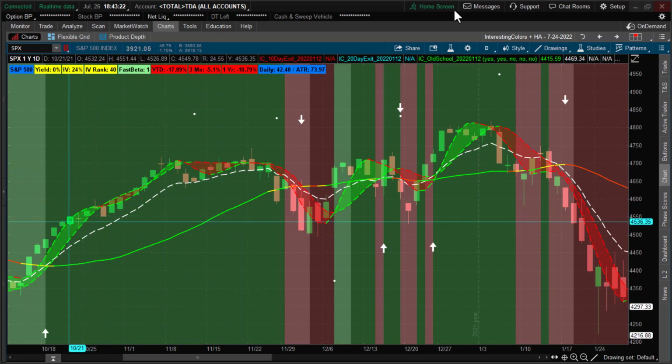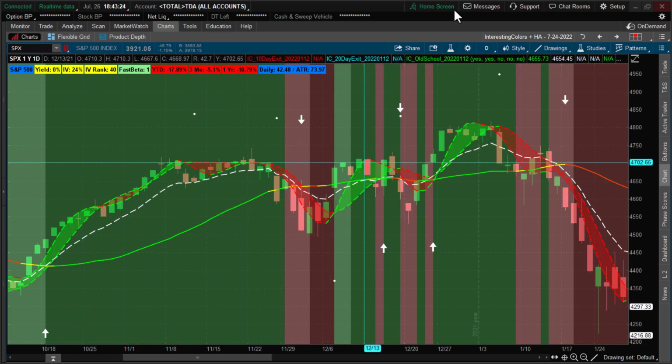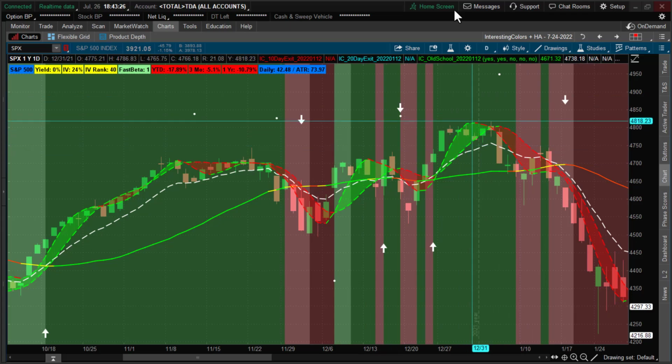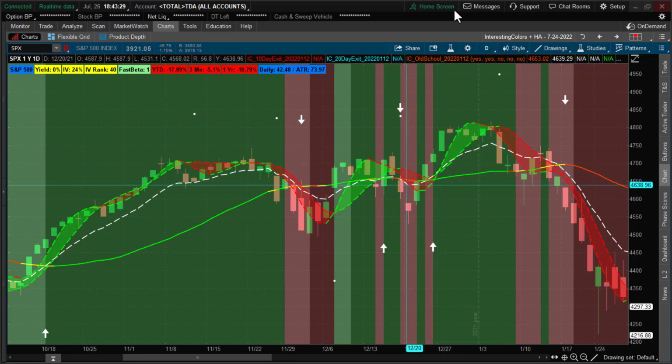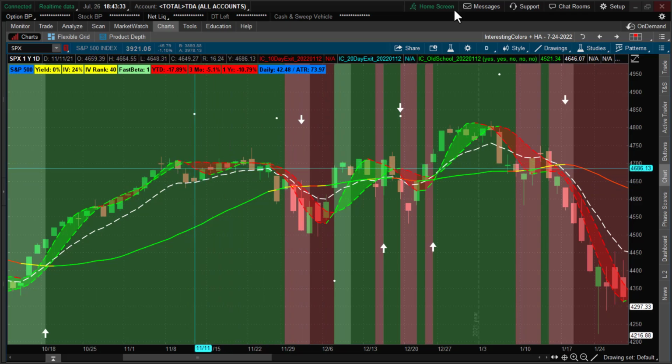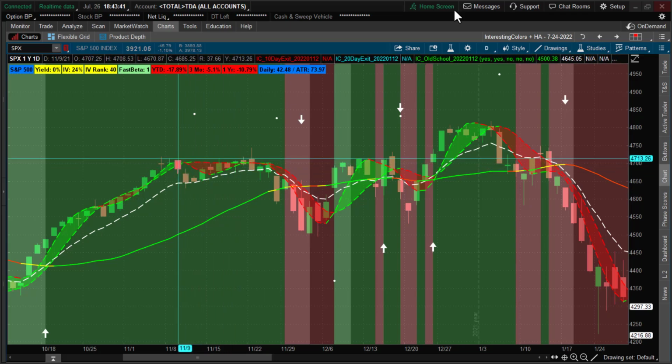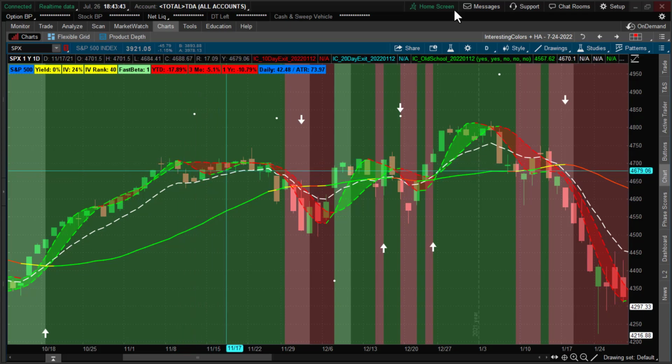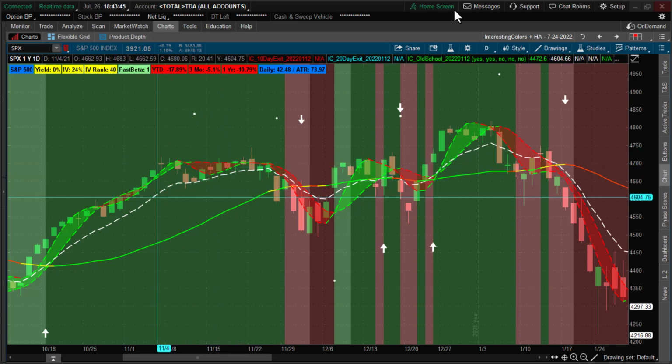And I added these because James Boyne had brought these up, and he uses these all the time. The interesting thing is he uses them. He looks in here and says, hey, if this area is red, it means the stock could be falling because the 10 hull is less than the 20 hull.